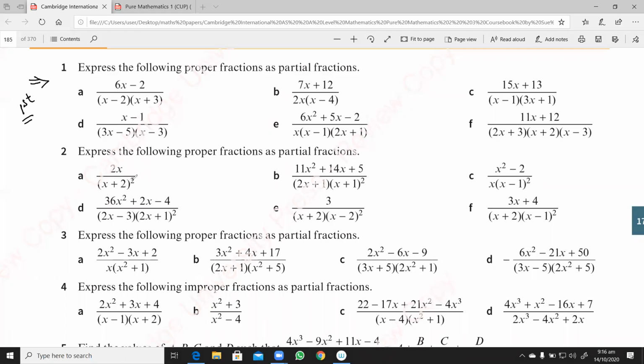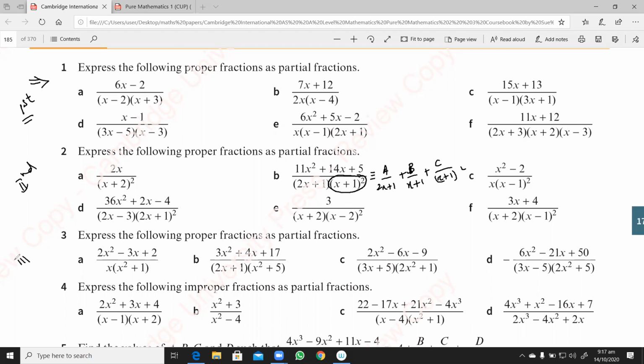In your second question, there were whole squares, like you had x plus 2 whole square, and then 2x plus 1 into x plus 1 whole square. So there you learned that, for example, if you look at this b part, you started by saying that this is going to be a over 2x plus 1, then b over x plus 1, and then plus c over x plus 1 whole square. So this square thing was converted into two different denominators, okay? Now, if you look at the third case, this was the second one, okay?